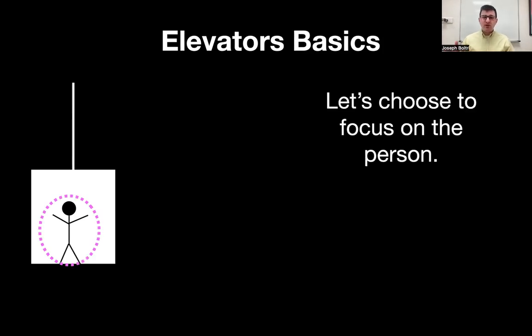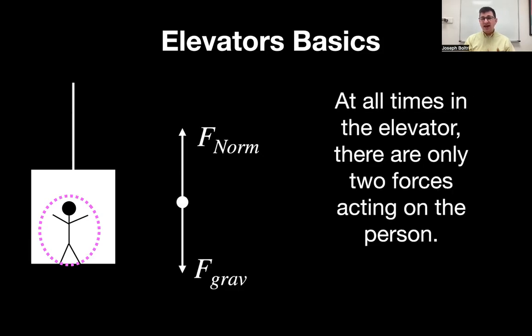And importantly, when we choose this as our system, one of the things that we can then start to ignore is the force by the cable, or the tension, pulling up on the elevator itself, because thankfully, the cable is not in any way in contact with the person. Actually, when we look at the forces acting on the person, we see that at any point in time in the elevator, there are only two forces, which goes back to what I said about these problems starting really simple.